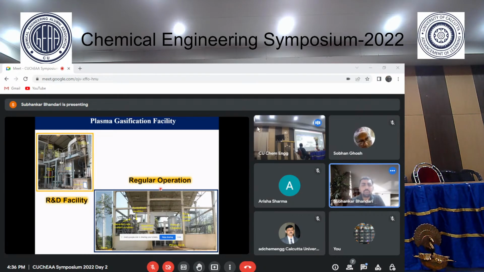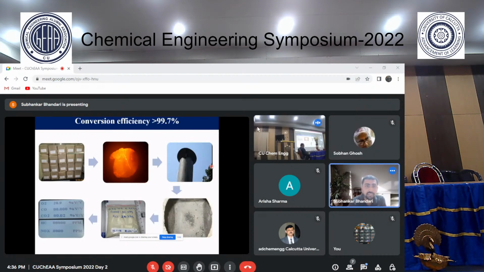So we have two facilities at BARC. The left is the R&D facility. This is used purely for R&D purposes: torch development, testing of the torch, testing of the reactor, and testing of this entire technology. And the right one is for regular operation. Here we process all the domestic waste produced inside the BARC campus.